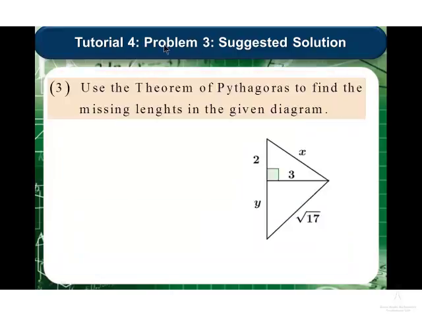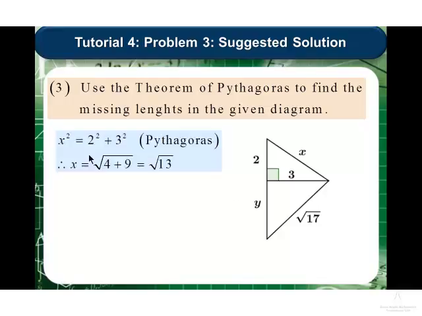In problem 3 of tutorial 4, we have to use the theorem of Pythagoras to find the missing lengths x and y as given in the diagram. Since we have a right angle as indicated, this becomes a straightforward application of the theorem of Pythagoras. So we have that x squared is equal to 2 squared plus 3 squared from the theorem, since x is just the length of the hypotenuse of the right triangle as indicated. So this gives us x equal to the square root of 4 plus 9, which in fact is the square root of 13.